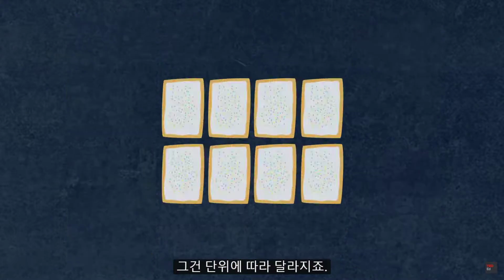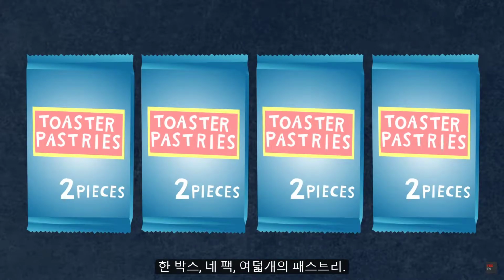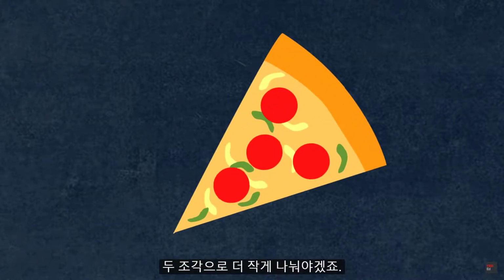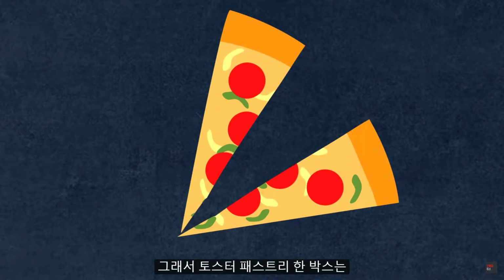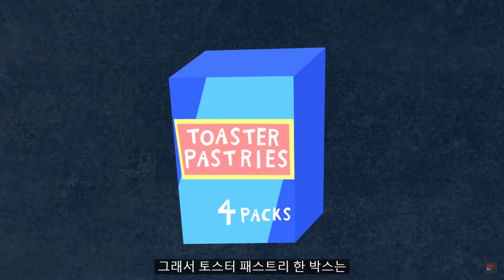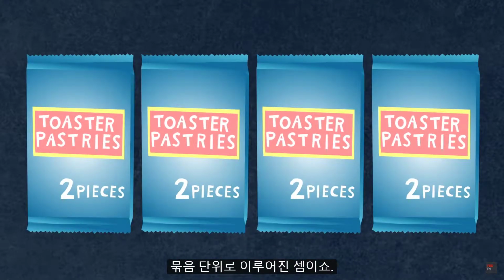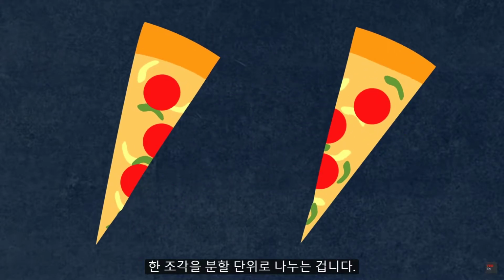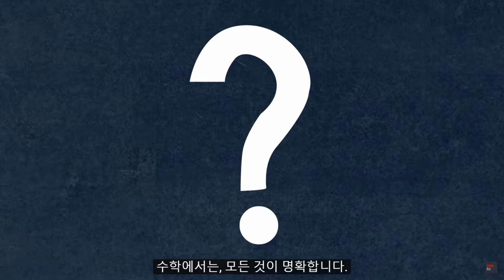It depends on the unit. 1 box, 4 packs, 8 pastries. And when I share a slice of pizza with a friend, we have to cut it into 2 smaller pieces. So a box of toaster pastries is composed of composed units, and when I split a slice of pizza, I'm partitioning a partitioned unit. But what does that have to do with math?